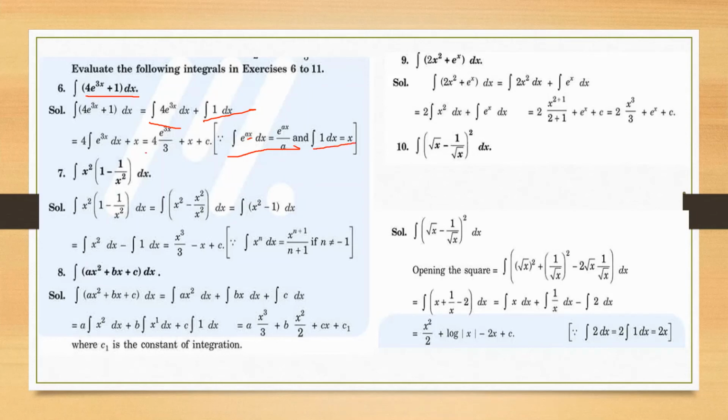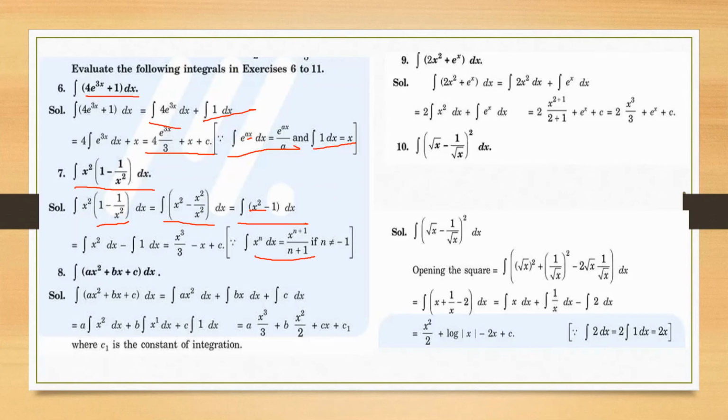For number 7, the product rule is not like this in integration, right? So it's better you open the terms and take them inside the bracket. So it becomes x square minus x square by x square, that is x square minus 1. Now using the power rule, the integral of x raised to power n dx is x raised to n plus 1 upon n plus 1, right? So it will become x cube by 3 minus x plus c.